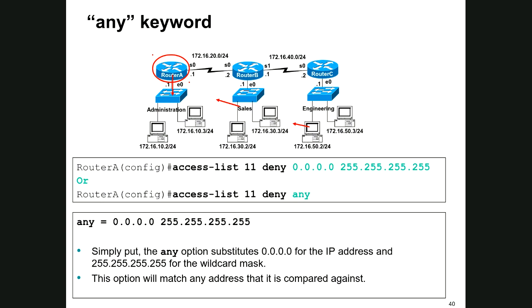So as a shorthand keyword, we're allowed to type in any. That's exactly the same as the 0.0.0.0 space 255.255.255.255, and it's much easier to type. So we can simply say deny any. And that's what the implicit deny any at the end means. All traffic that hasn't yet been specifically permitted is going to be denied.